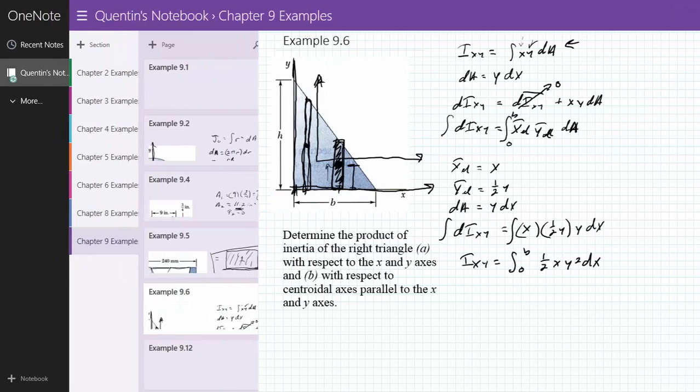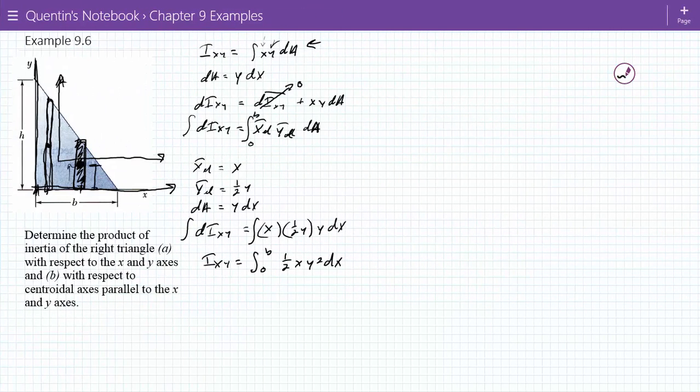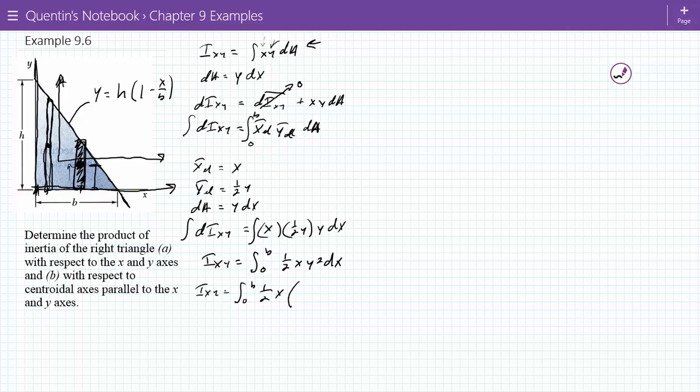Well, this line right here, we can figure out the math on this. This is y is equal to h times 1 minus x over b. So you can simply swap that out for there. And so Ixy is the integral from 0 to b of 1/2 x times, I'm going to pull the h squared out because it makes it easier, of (1 minus x over b) quantity squared dx.